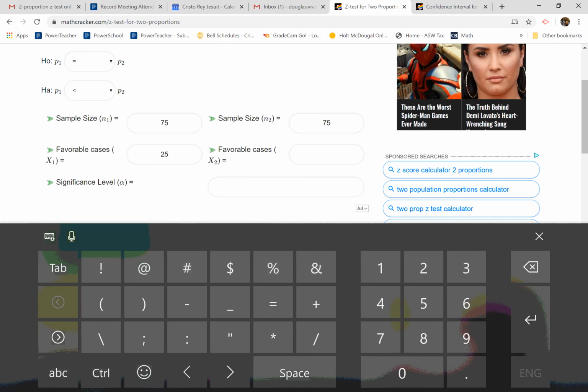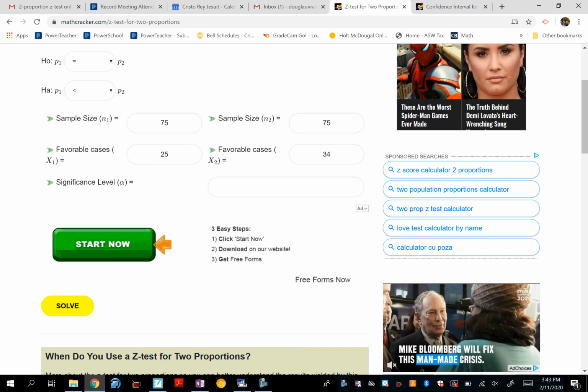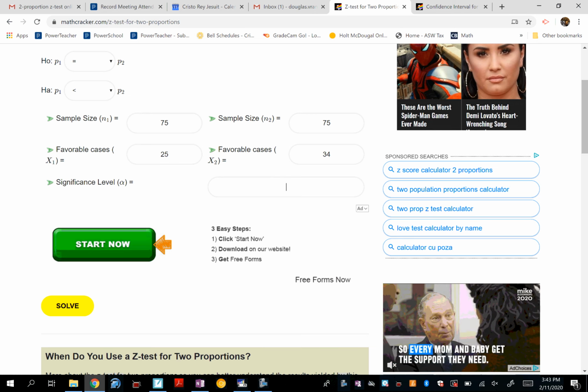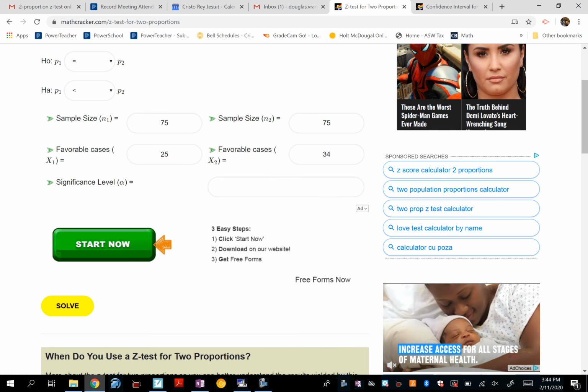Now, for the store brand, I believe it was 34. So with that being said, do you guys want to keep using the same alpha, or do you want to use a different alpha? 0.05? Sounds good.